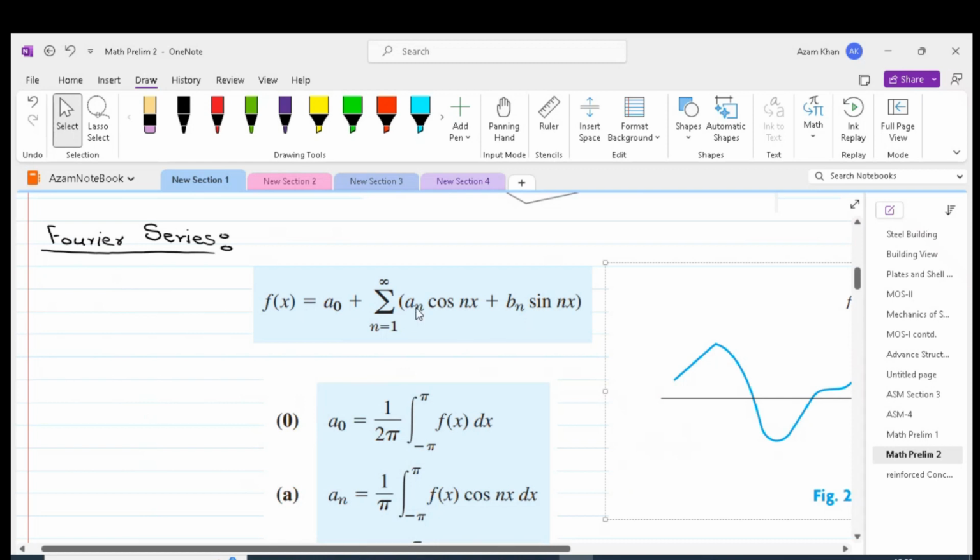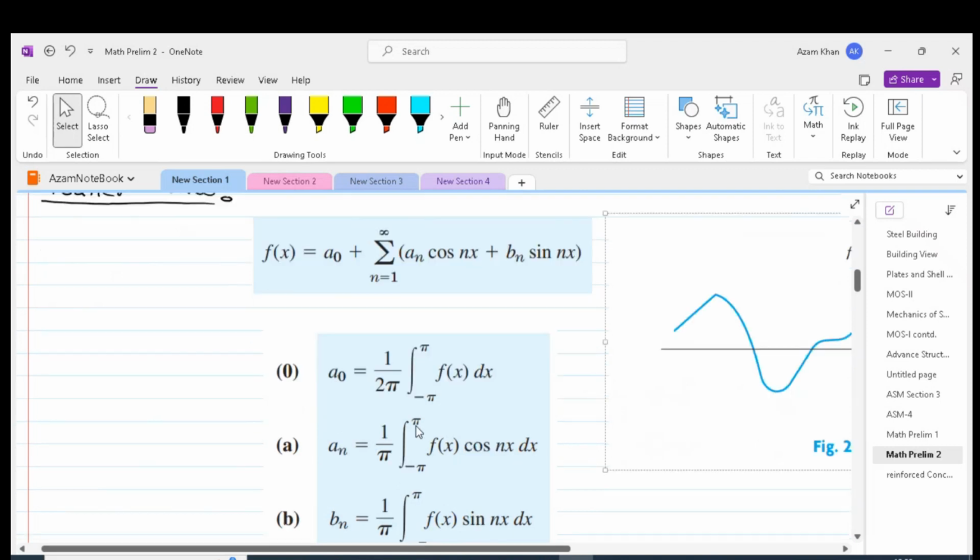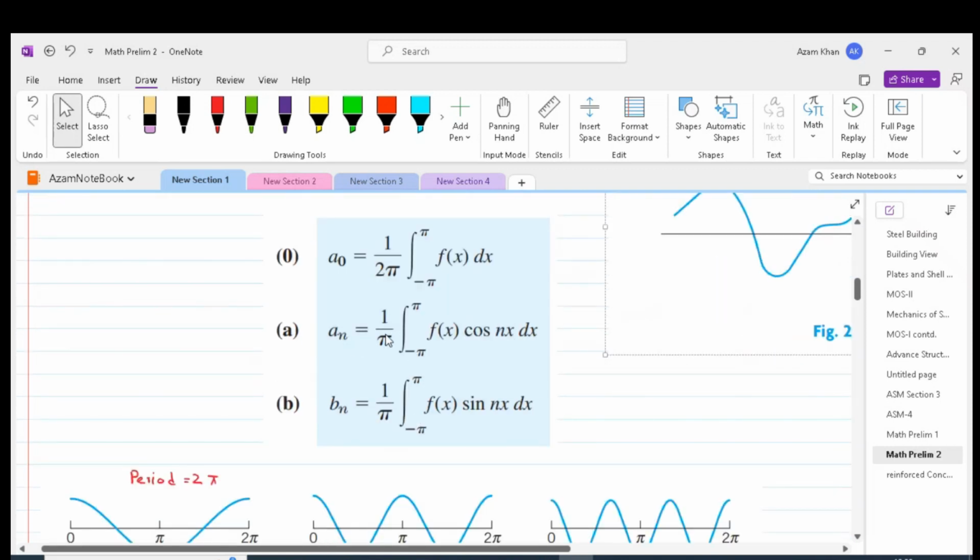The coefficients an and bn can be found as an equals 1 by pi times the integral from minus pi till plus pi of f of x times cos nx dx. And the term f of x cos nx dx is inside the integral. Similarly, bn is equal to 1 by pi times the integral ranging from minus pi till plus pi, having f of x sin nx dx inside the integral. We will see in a minute how these weighting factors are derived.